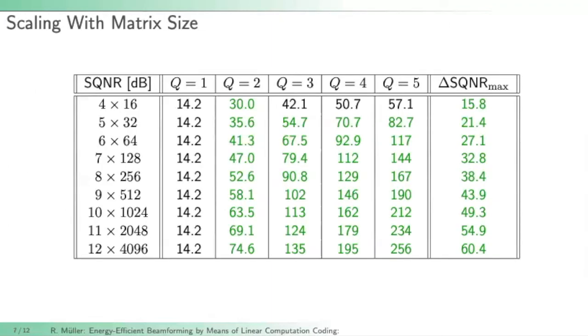Now, this works the better, the larger the size of the matrix, as shown here. While in the canonical signed digit representation, every additional term gives us 14.5 dB, here in the multiplicative decomposition, the additional gain in signal to quantization noise ratio depends on the size of the matrix and is apparently growing constantly with the matrix size. So here for the largest matrix, the additional factor actually gives about 60 dB gain.